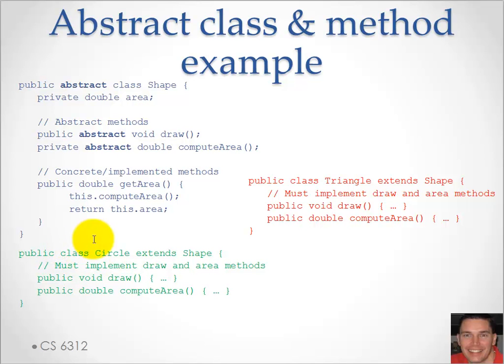But more often than not, we'll just have a parent that's abstract, and then the children will have a concrete implementation of those methods. Here's another example, public class Triangle extends Shape. Again, it inherits the area data member and the getArea method, and then it has to implement the draw and the computeArea methods because they are abstract methods.